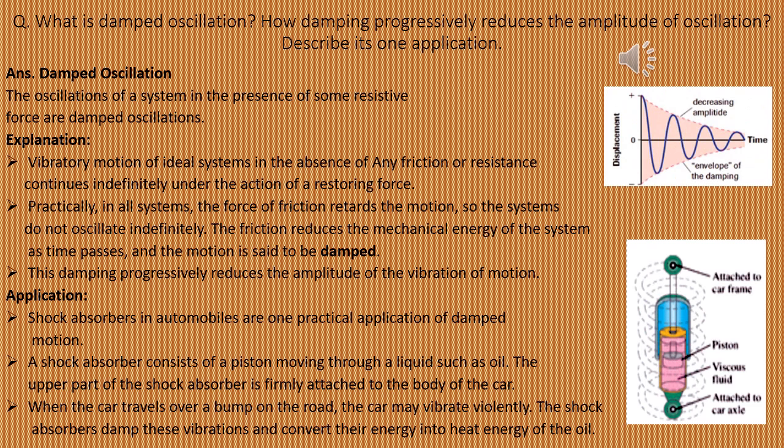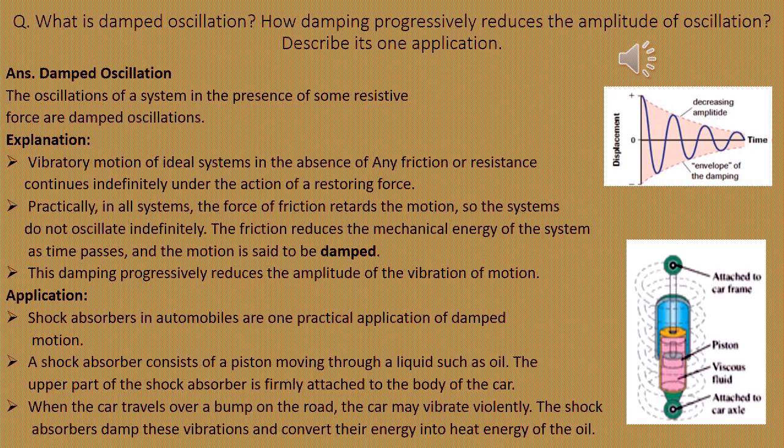Damped oscillation. The oscillations of a system in the presence of some resistive force are damped oscillations. Explanation. Vibratory motion of ideal systems in the absence of any friction or resistance continues indefinitely under the action of a restoring force. Practically, in all systems, the force of friction retards the motion, so the systems do not oscillate indefinitely. The friction reduces the mechanical energy of the system.